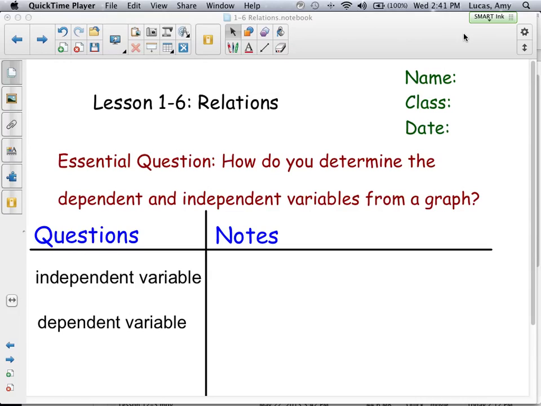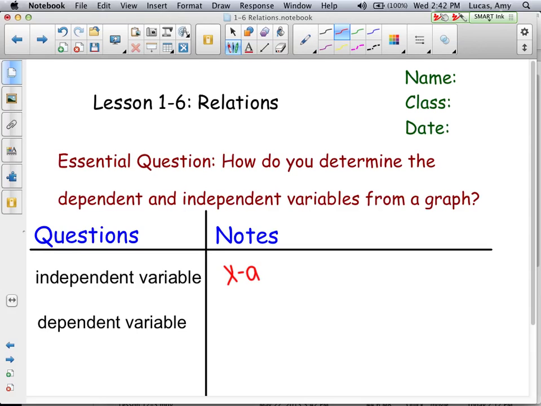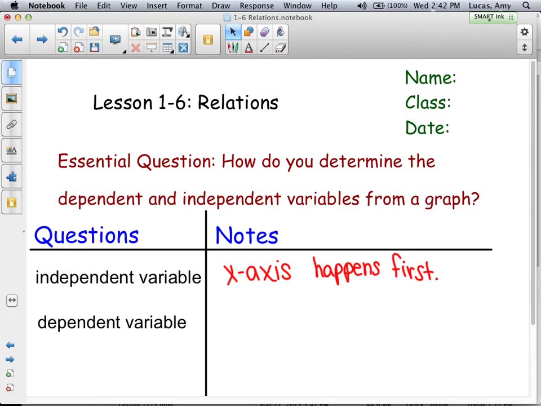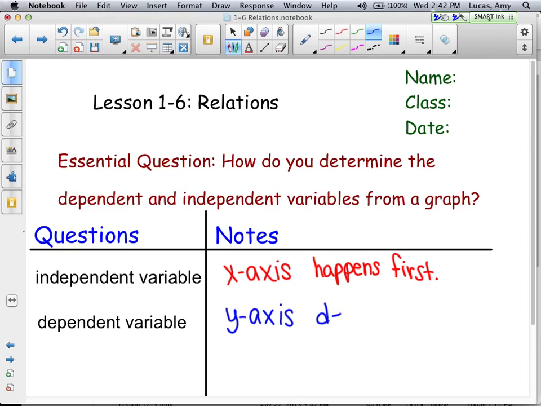We like to think of the independent variable as the variable that is represented on the x-axis, and it's the variable that happens first. A lot of times you have some choice with this variable. And then the second variable, which is represented on the y-axis, is called the dependent variable. That variable depends on the other variable.